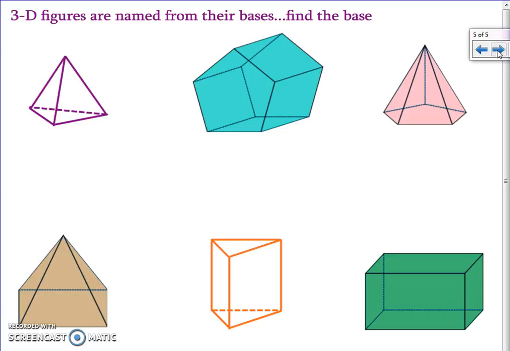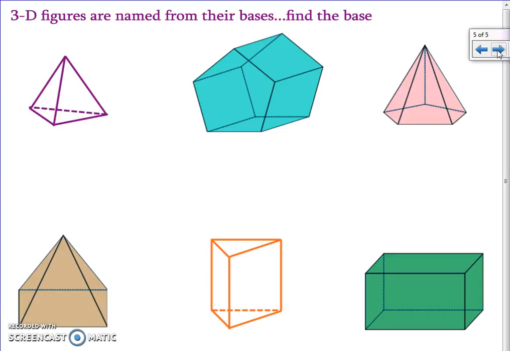So the viewing audience at home can't see these, but what I have here is an octagon on the bottom here, right? So this is an octagon, and this one's the prism, right? This one's the pyramid. They both have the same base. This one has an octagon on the bottom. So tell me something about this that this does not have. What do we know about prisms?